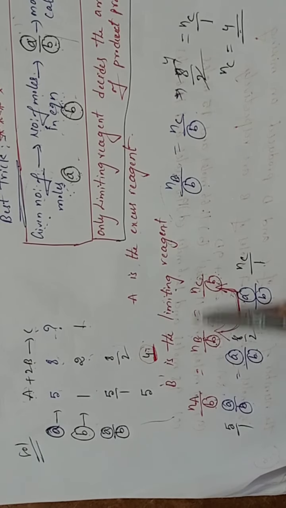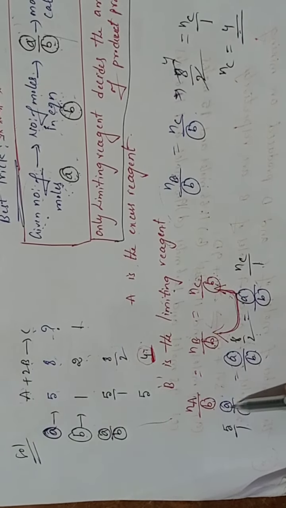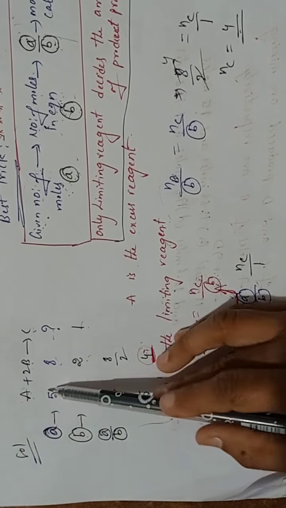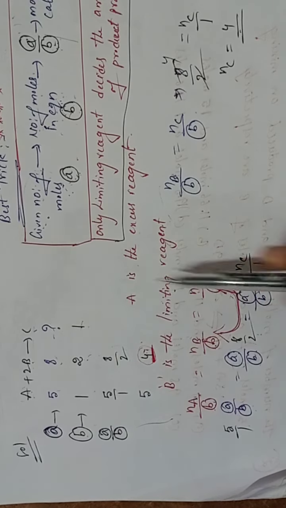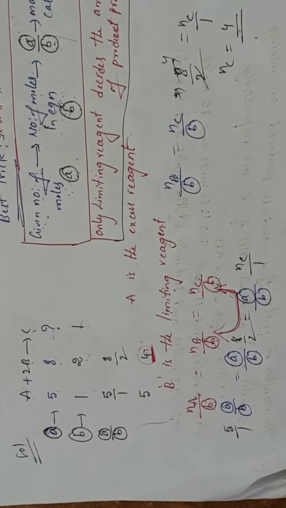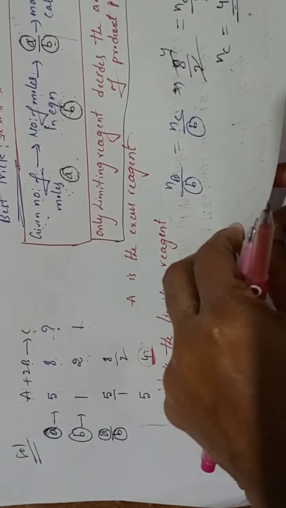So Na, Nb, Nc, again the same thing, A by B you have to take. So 5 by 1, 8 by 2, and this we don't know now, so NC by 1 only I am taking. So this is about the mole calculation, students.